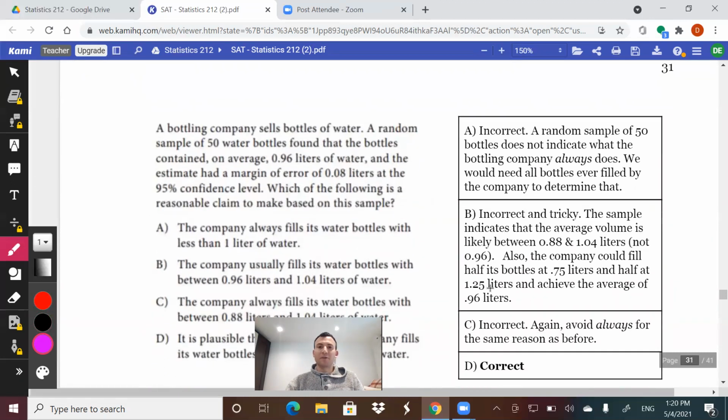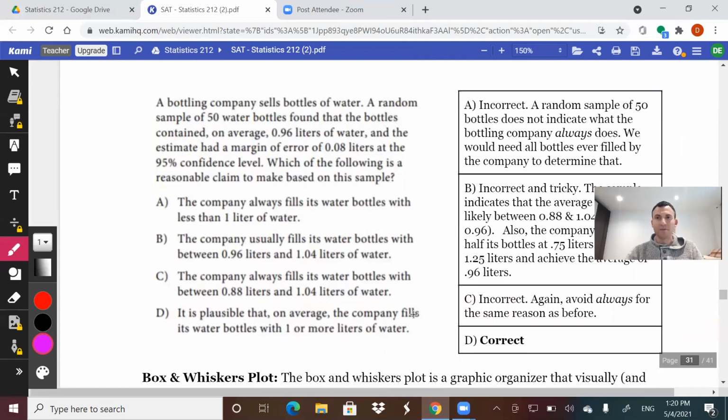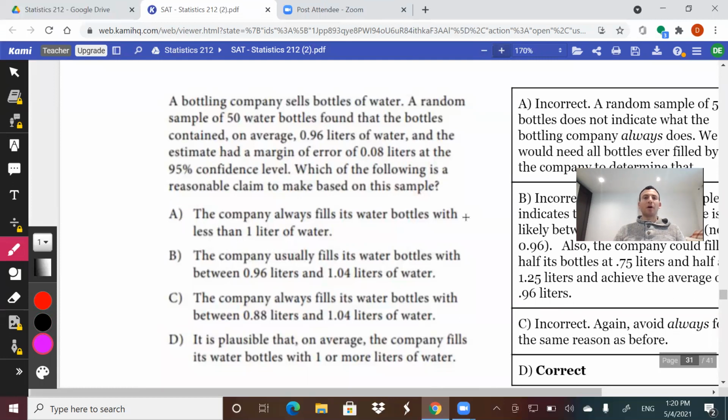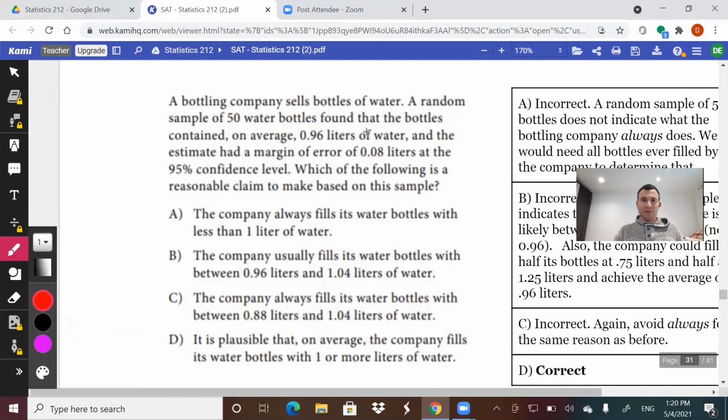Let's look at a really clever question that tests your knowledge of margin of error. So I'll give you a moment to look at this one. Take a moment to try it out if you want. Otherwise, I'm just going to keep on rolling. So it says, a bottling company sells bottles of water. A random sample of 50 water bottles found that the bottles contained on average 96 liters of water. So we sampled just 50 because we don't have time to sample every bottle.